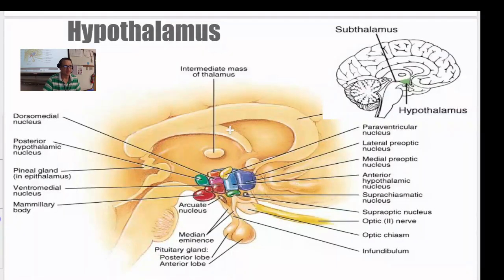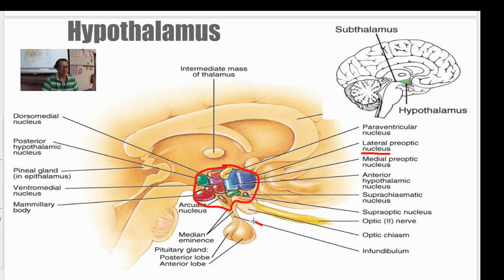And I was almost going to take out this slide because you're not going to need to know it. But here's all the different nuclei in the hypothalamus right here. You don't need to write these down because you do not need to know them ever. But you do need to know that a nucleus or nuclei, those are clusters of neuron cell bodies, gray matter, located within the central nervous system.